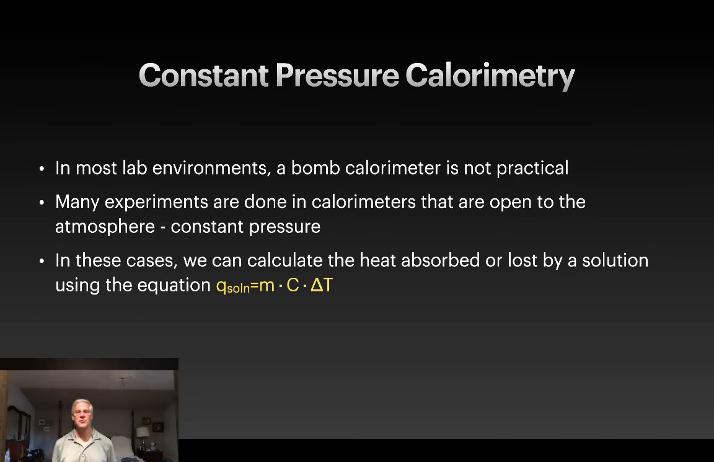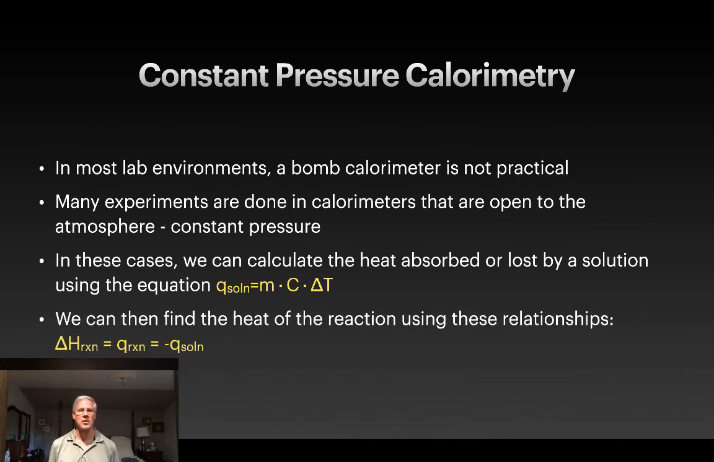In these cases, we can calculate the heat that's absorbed or lost by a solution using the equation that we learned earlier, where Q is equal to M times C times delta T, where the Q is the heat of the solution. That's going to be equal to the mass of the solution times the specific heat of the solution. Since it's generally an aqueous solution and it's mostly water, for that specific heat, we generally just use the specific heat of water. Just water versus the solution itself does not have an appreciable difference in the value of the specific heat. And then we just use the delta T as well.